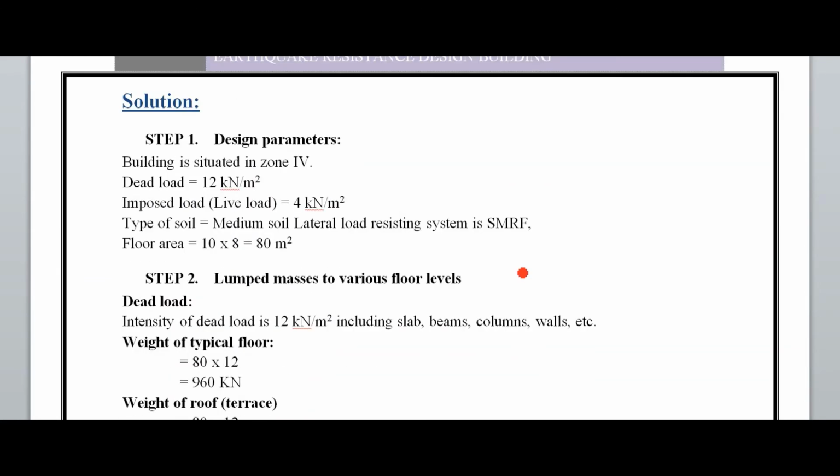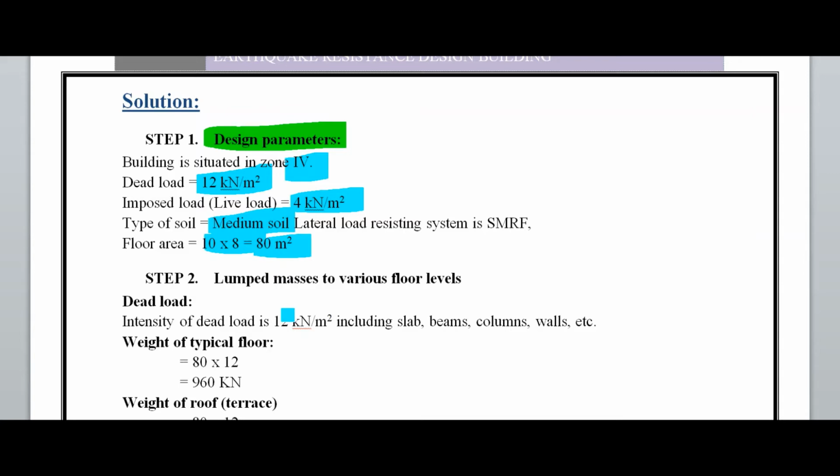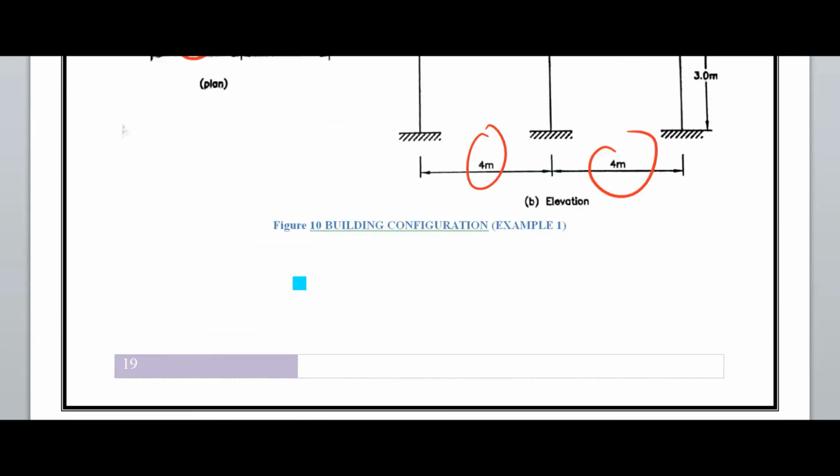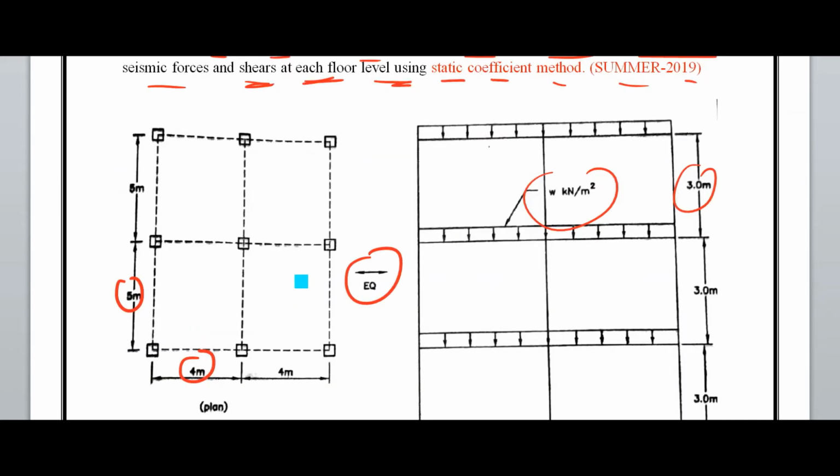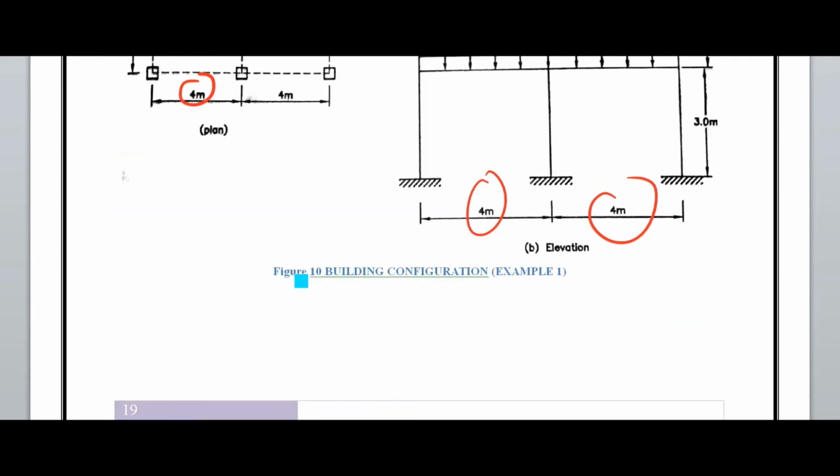Now first step is design parameters. Means we have to fix some dimensions. Design parameters: the building is situated in zone 4. These things are given in the example. Dead load 12 kN/m², live load 4 kN/m², type of soil medium soil, and floor area 10 by 18, so 180 m². Floor area 180 m².